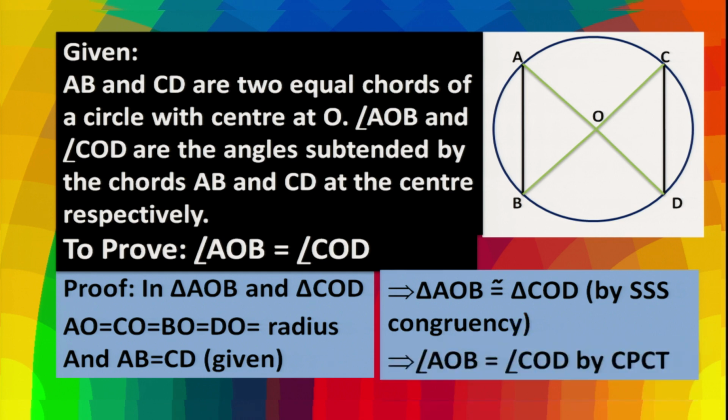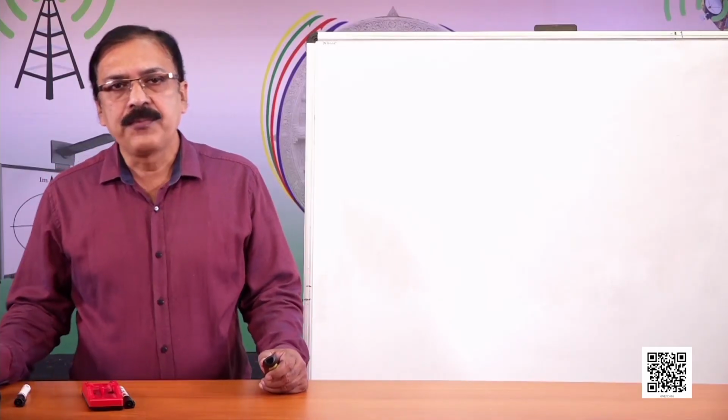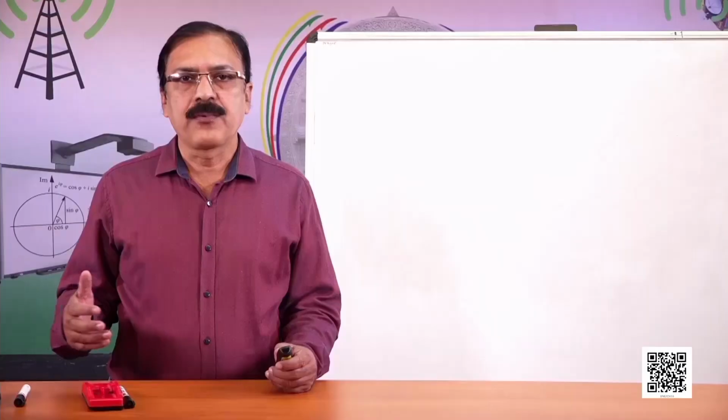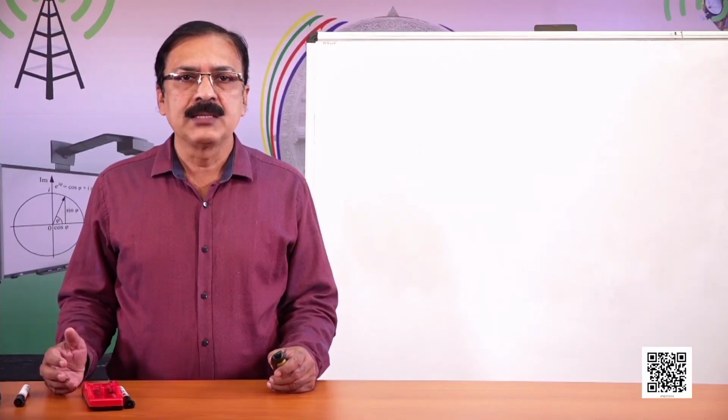So according to that, we have angle AOB is equal to angle COD by CPCT, meaning corresponding parts of congruent triangles. Now, let's see, if two chords of a circle subtend equal angles at the center of the circle, are they equal? This is just a question that verifies the converse of the last theorem.